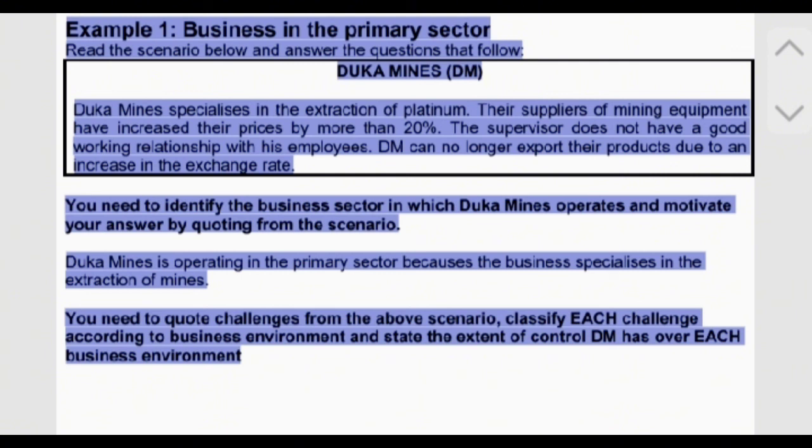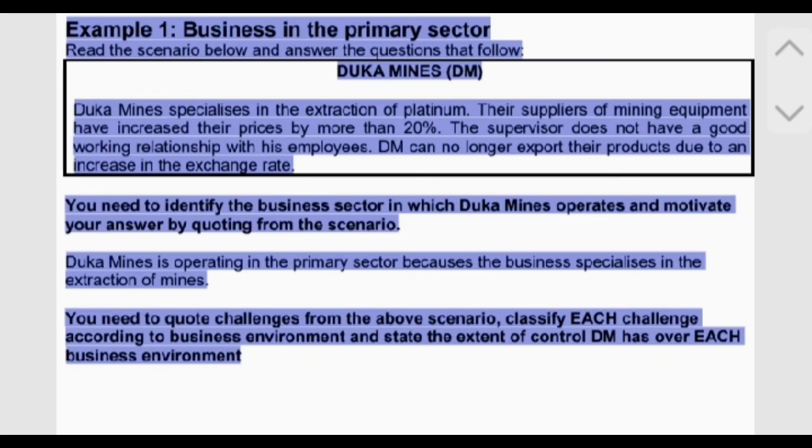Duga Mines, DM. Duga Mines specializes in the extraction of platinum. Don't forget that the word extraction means primary sector. Their suppliers of mining equipment have increased their price by more than 20%. The supervisor does not have a good working relationship with his employees. That's within the business.